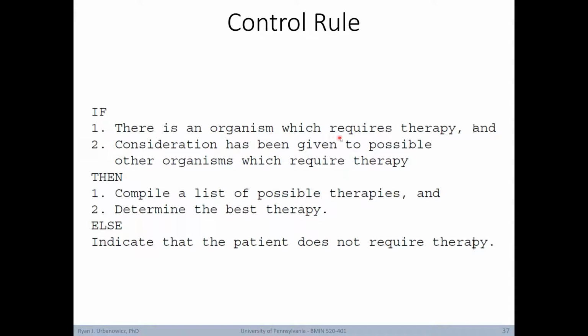If there's an organism which requires therapy, and consideration has been given to possible other organisms which require therapy, then compile a list of possible therapies and determine the best therapy. Else, indicate that the patient does not require therapy. So this is that highest level control rule from which backwards chaining will progress.